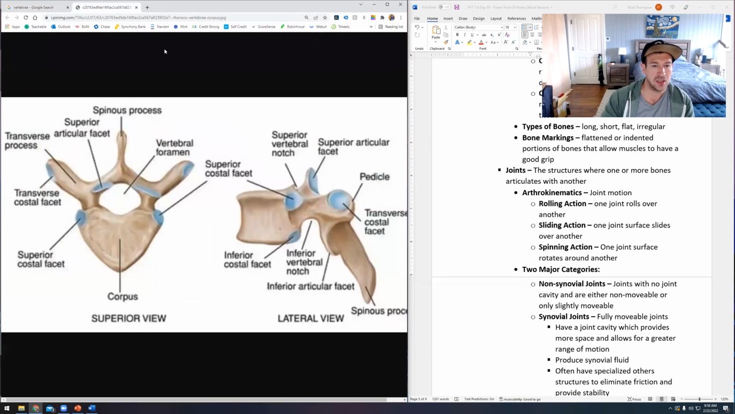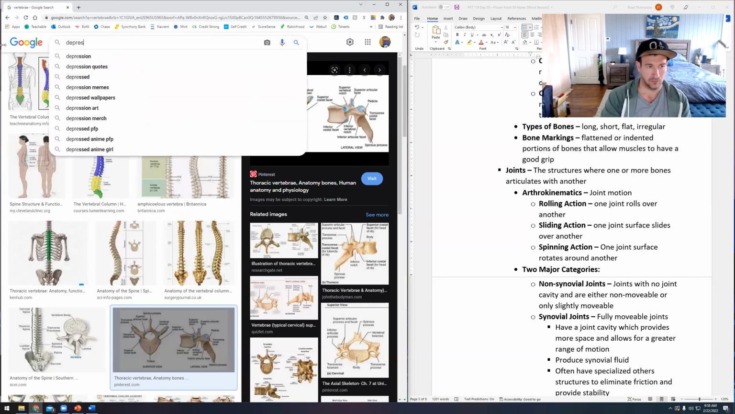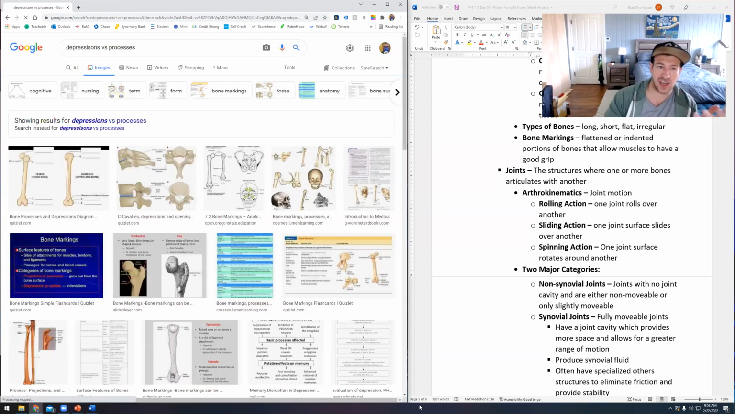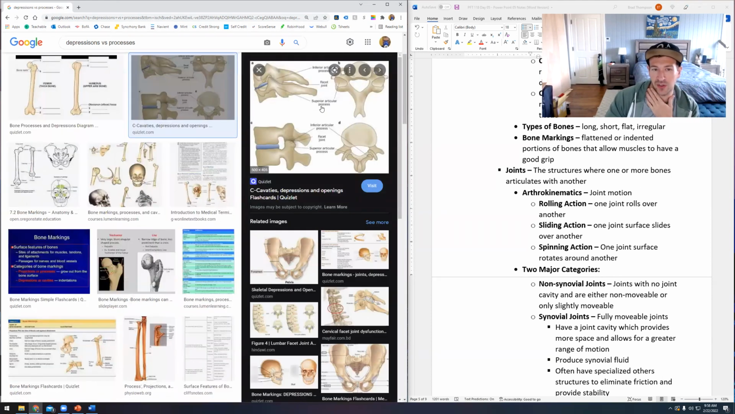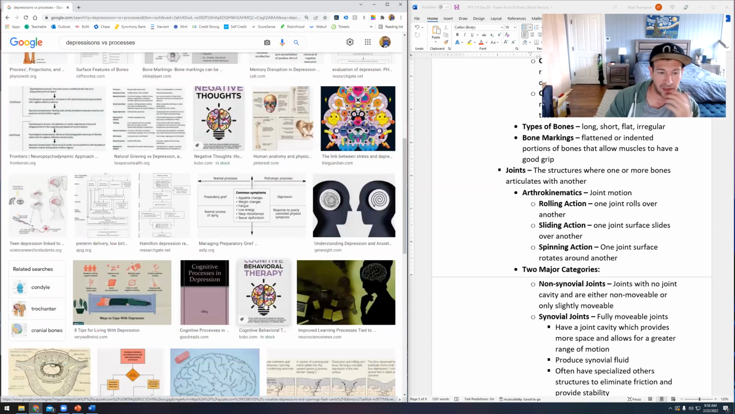Opening that up a little bit better, you can see a process here, a process there, right? All of those processes allow good connections to occur between all of those little tiny muscles. So when we look at depressions and processes, depressions are little indentations on the bones, and processes are little projections from the bones, right? When you look at your bones, you'll notice there's all kinds of weird little ridges and depressions, and it allows a muscle to have a spot to grip onto.